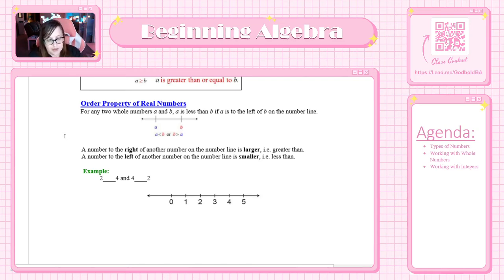So for example, 2 is less than 4 because 2 is to the left of 4. See when I draw the arrow? To the left of, it's the little less than symbol. 4 is to the right of 2. So notice it's got the little greater than symbol there. So that's a fun thing to think of.